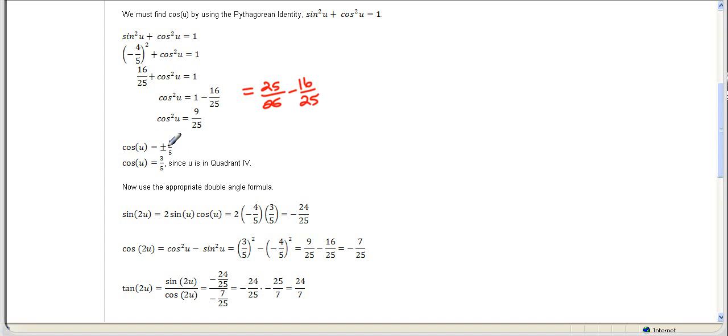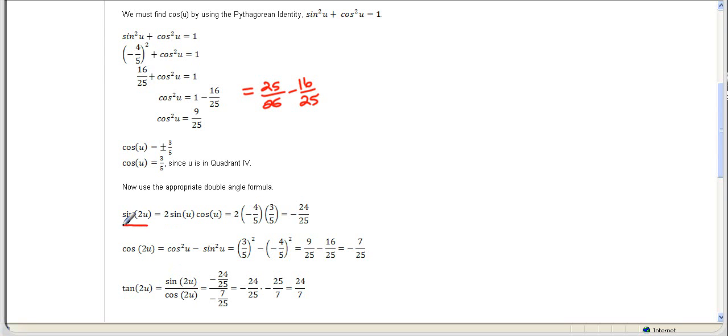But we can't have both signs, but from what we just talked about earlier, we know that cosine is positive since u is in quadrant 4. So the value of cosine u is 3/5. Now we know what sine u is. It was negative 4/5. We know what cosine u is, 3/5. So now we can find the sine of 2u, cosine of 2u, or tangent of 2u.